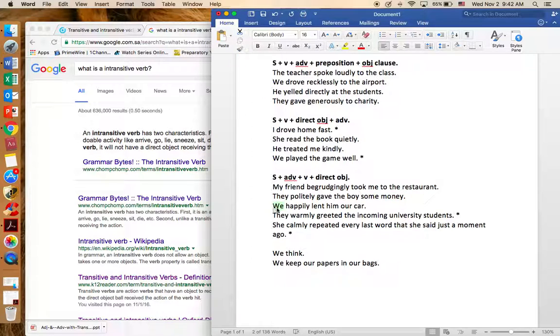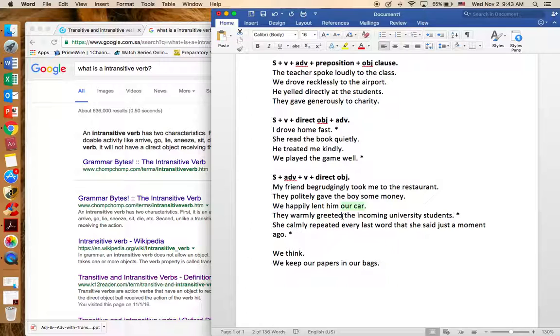We happily lent him our car. We are the subject. Happily is our adverb. It's describing the past tense of lend, which is lent. And then our object here is a pronoun, him. And then what did we lend him? We lent him our car. How did we lend it to him? We lent it to him happily.